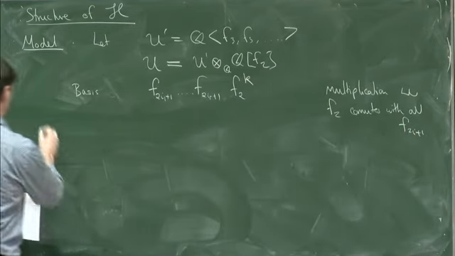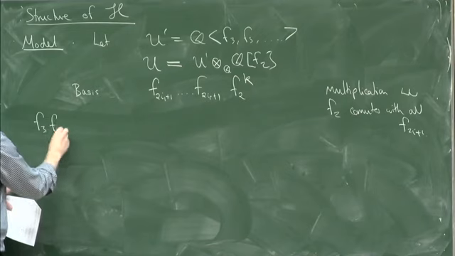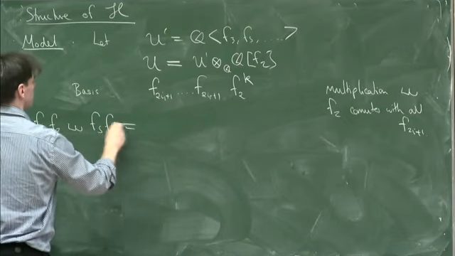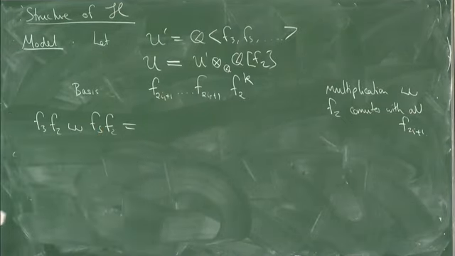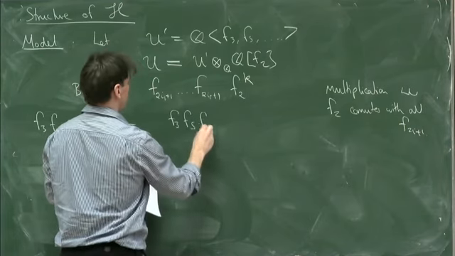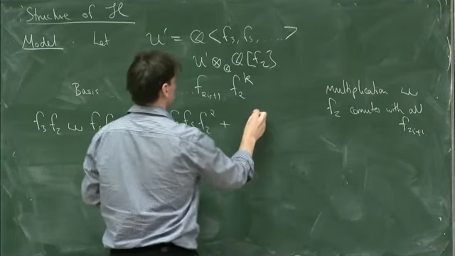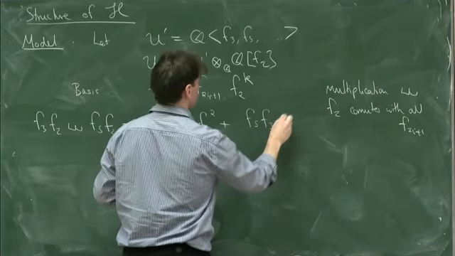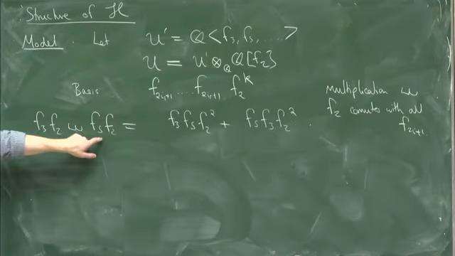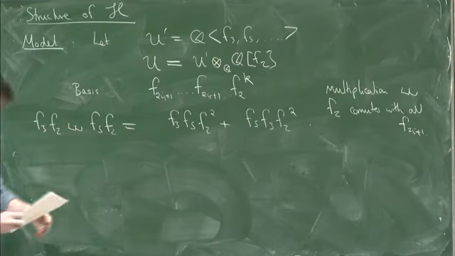So let's do a calculation. f3 f2 times f5 f2. The f2's commute with everyone. It's going to give f3 f5 f2 squared plus f5 f3 f2 squared. So I shuffle together the odd index ones, but the 2's go to the end.